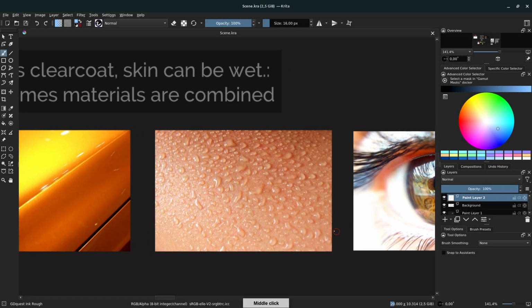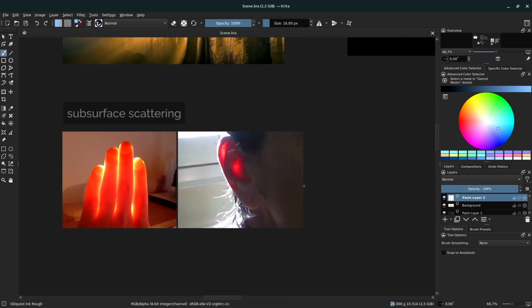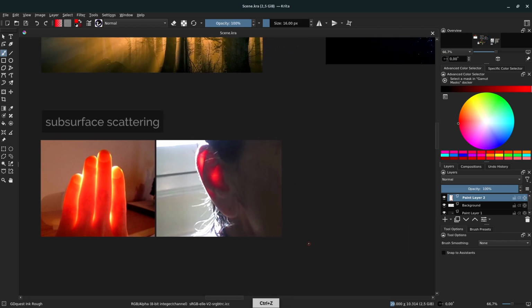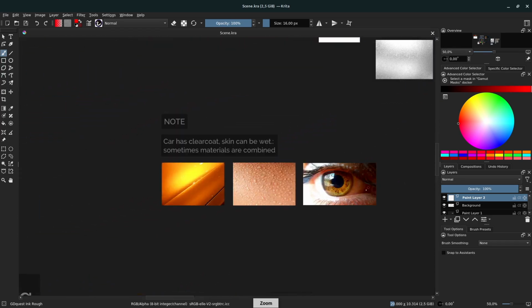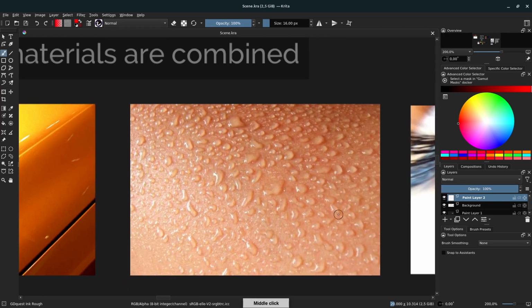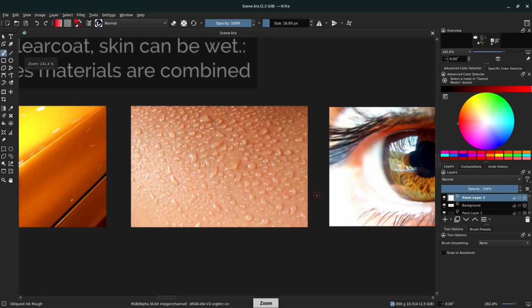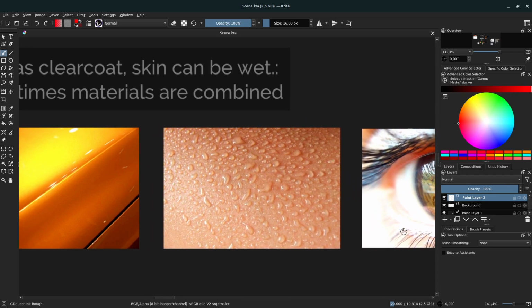Here, skin. This skin is wet. And if we look over here, this is a very rough surface. And if your skin gets wet, it gets more reflective, right? But it's not like the skin itself gets more reflective. It's just that there's water droplets on there that are reflective. So now we have the skin beneath and water over here, which is reflective. That's how, again, two materials are combined.